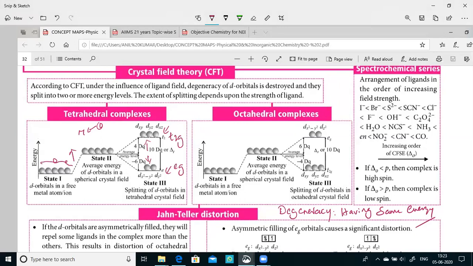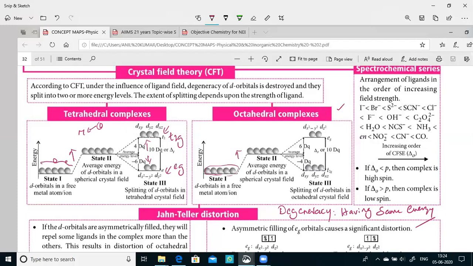Next, coming to octahedral complexes. In octahedral complexes, you can see a somewhat different situation. Before the ligand comes close to the metal ion, all these d orbitals have the same energy. When the ligand approaches the metal ion, there is a slight increase in the energy level of the d orbitals.